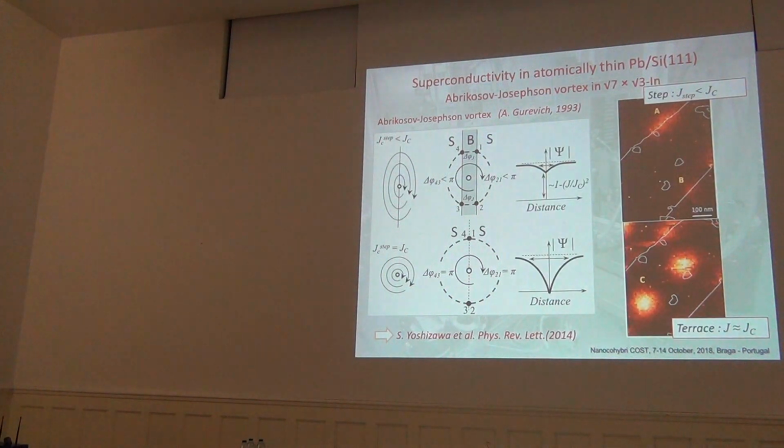Okay? So similar results were obtained by our Japanese colleague who worked on a similar system, square root 7 by square root 3 of indium, the same material, the same structure on silicon, and they observed exactly the same situation: elongated vortices and atomic steps at low field, and more rounded Abrikosov vortices, pearl Abrikosov vortices, on terraces. And we explained both by the so-called Abrikosov-Josephson vortex predicted by Alex Gurevich in '93.